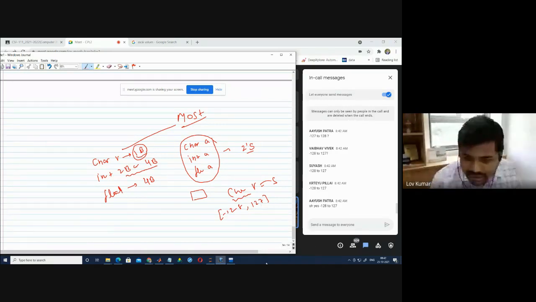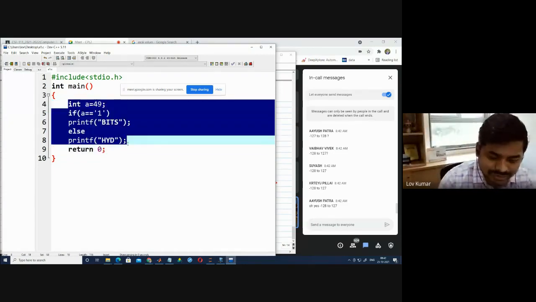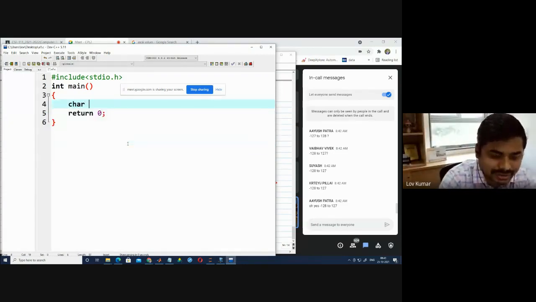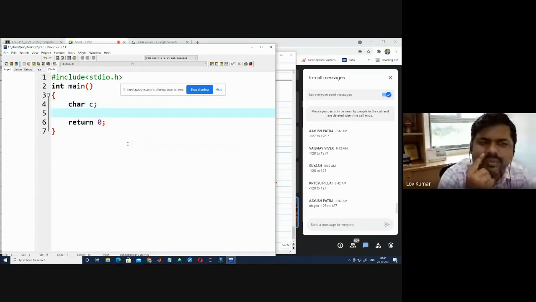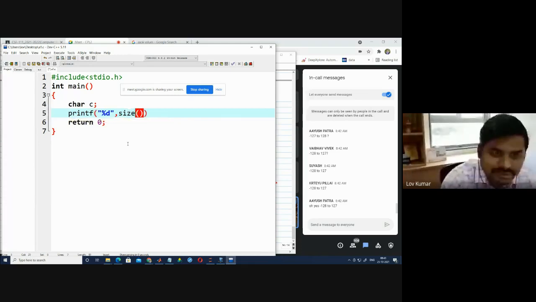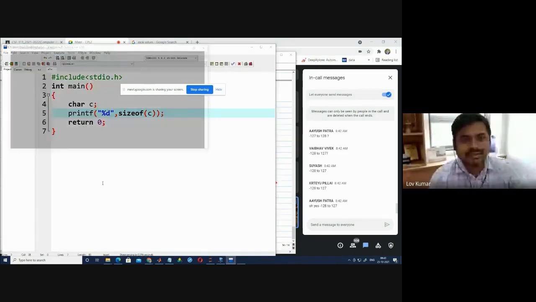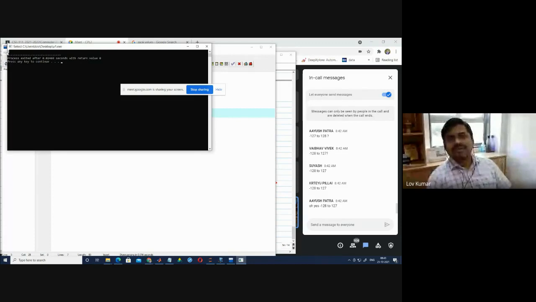Okay, as for example, here you can see we have to write like that. Now you can see, this is also an important one, character C. If you have no idea what the number of bytes for this value is, you have to use the operator sizeof. You write printf %d, sizeof(C). Now you can see the value it is representing is 1 byte.